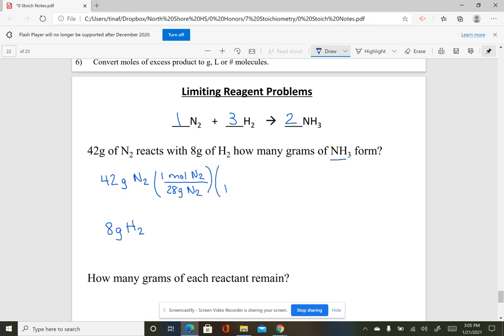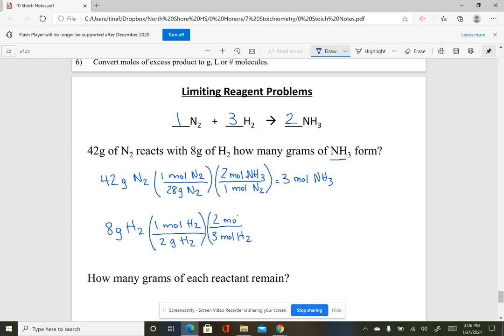And for every 1 mole of N2 in the reaction, I get 2 moles of NH3. 3 moles of NH3. Okay, now what if I have hydrogen? For 1 mole of hydrogen, I have 2 grams of hydrogen. Be careful, guys, because these are diatomics. Now, if you look in your reaction, it's every 3 moles of hydrogen makes 2 moles of NH3.